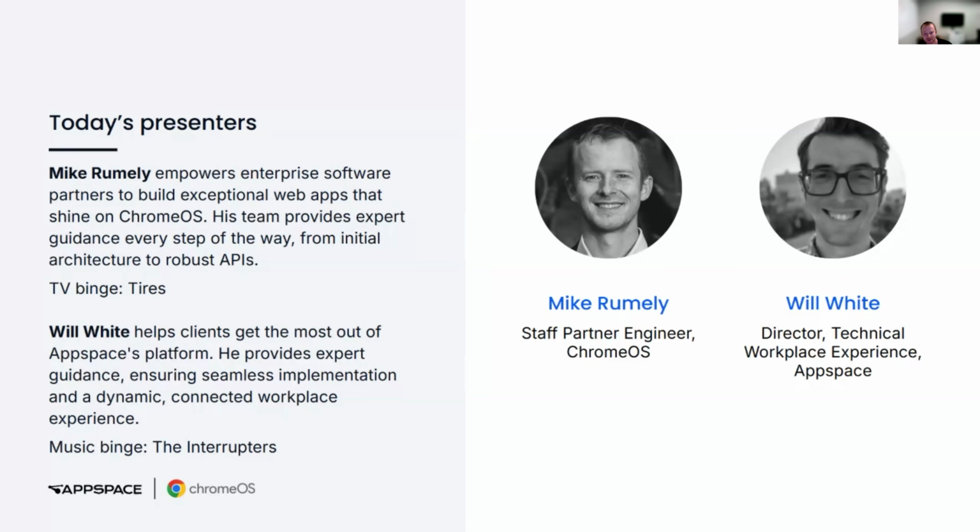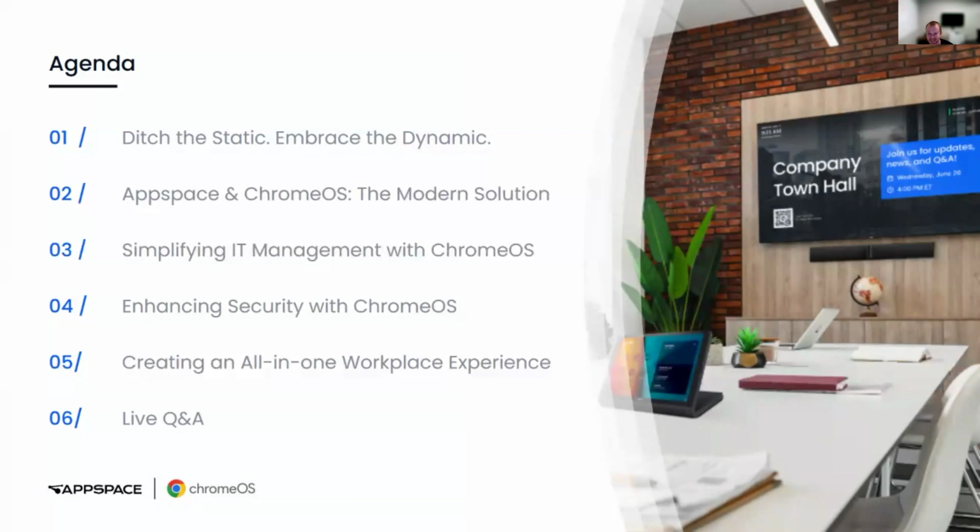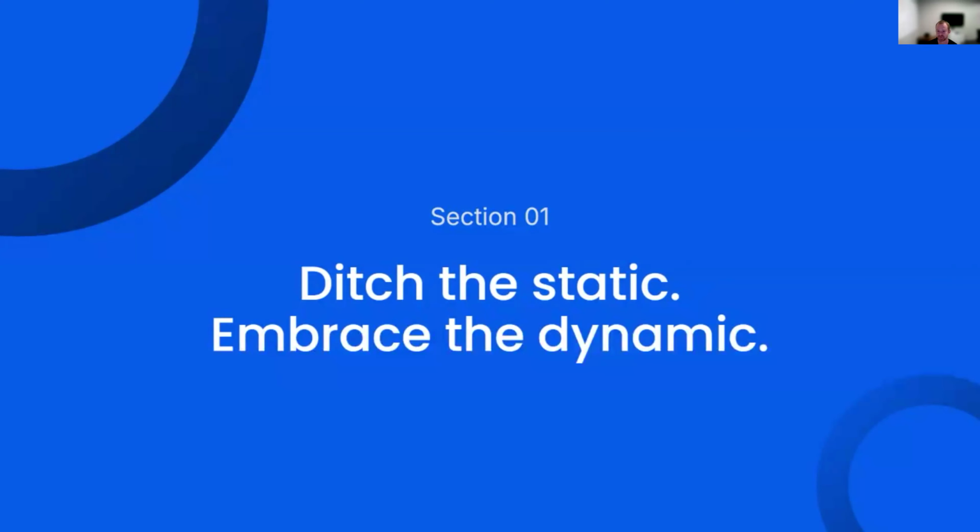So we have an exciting agenda lined up for you all today, and here's our roadmap. We're going to start with the current state of the world, and we're going to move into our Google and Appspace's vision for the future of signage. Along the way, we're going to cover challenges IT departments face with digital signage, and then we're going to move into exploring the key benefits and synergies of ChromeOS and Appspace, and finish with a live demo so you can see everything that we've been talking about, and then jump into Q&A.